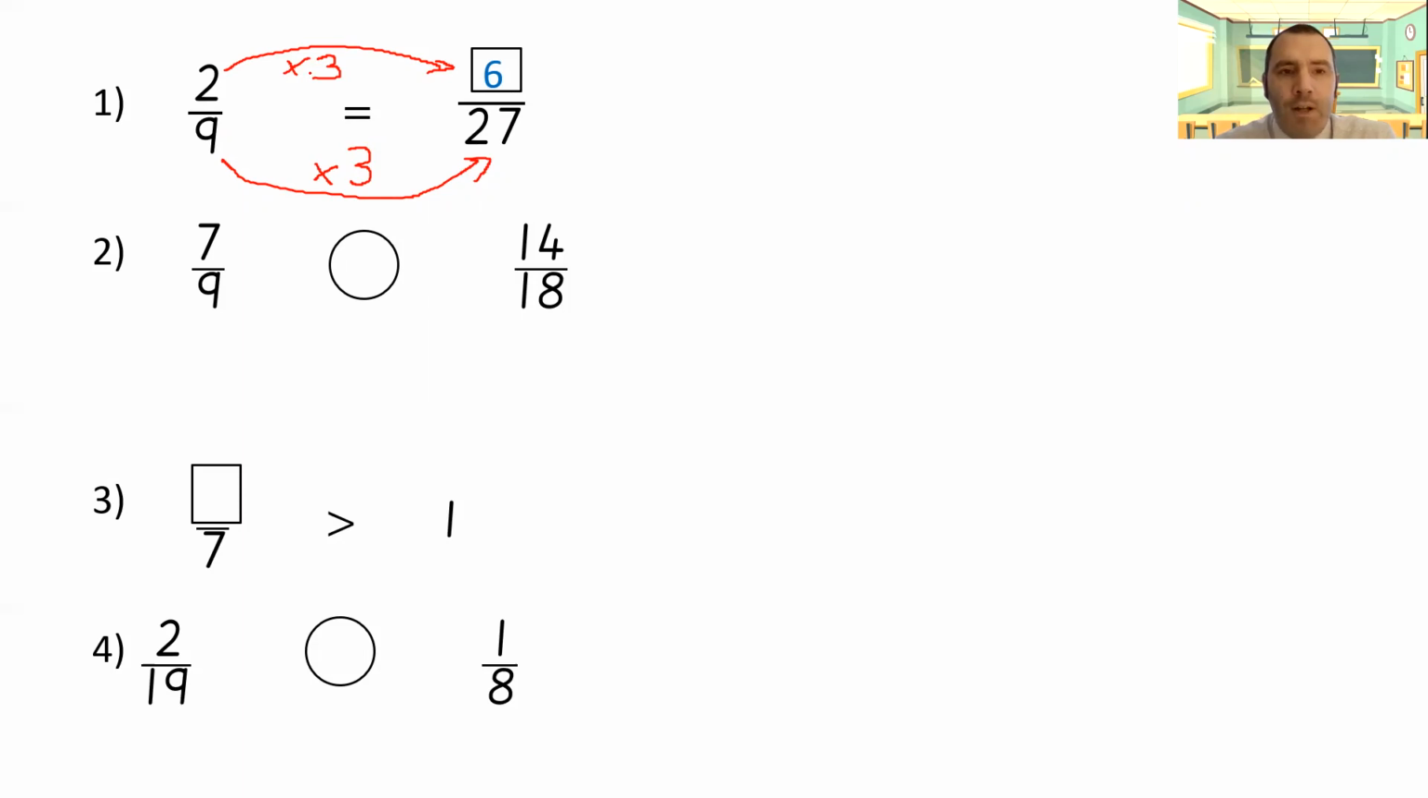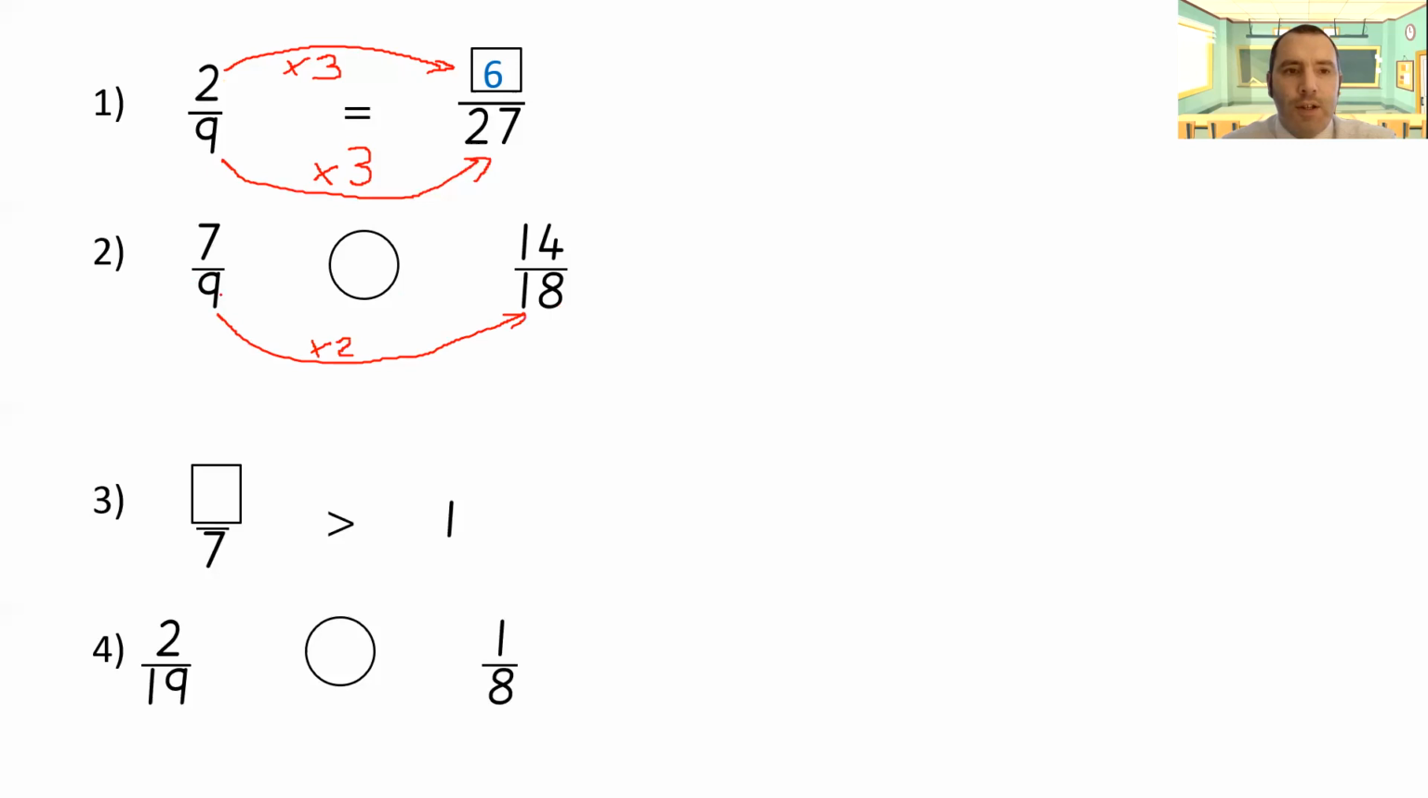Moving on, next number 2. 7/9, is it greater than, less than, or equal to 14/18? Now, to work this out, we're going to follow exactly the same process. So I need to look at my denominators. At the moment, they're not the same. So let's look at these first. What can I multiply this by to get to this? Well, that's 2.